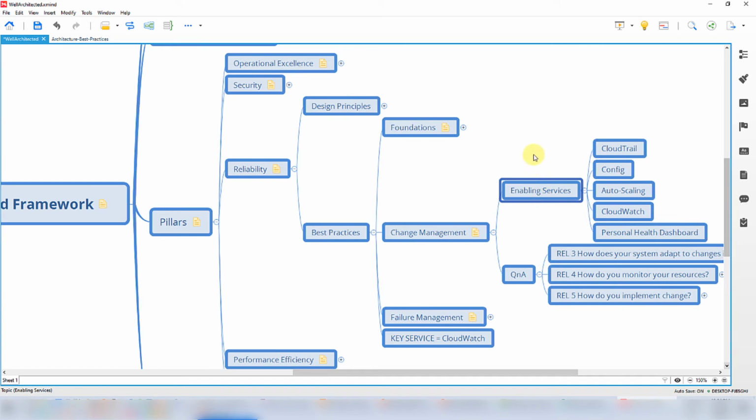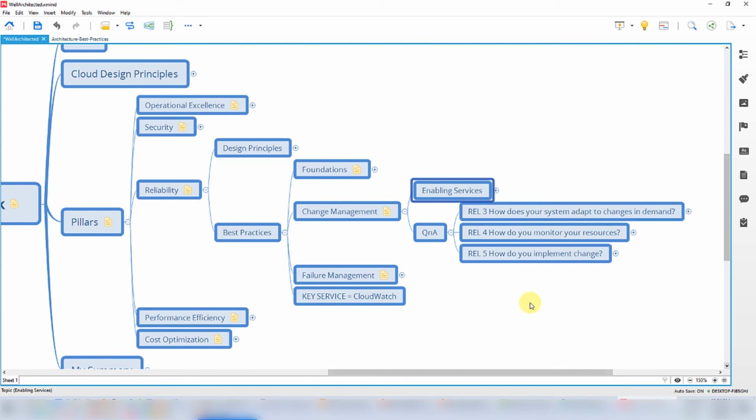Let's look at change management. The key enabling services are CloudTrail, Config, Auto Scaling, CloudWatch, and Personal Health Dashboard. And the key questions driving best practices are: how does your system adapt to changes in demand or changes in load? How do you monitor your resources? And how do you implement changes in your system?